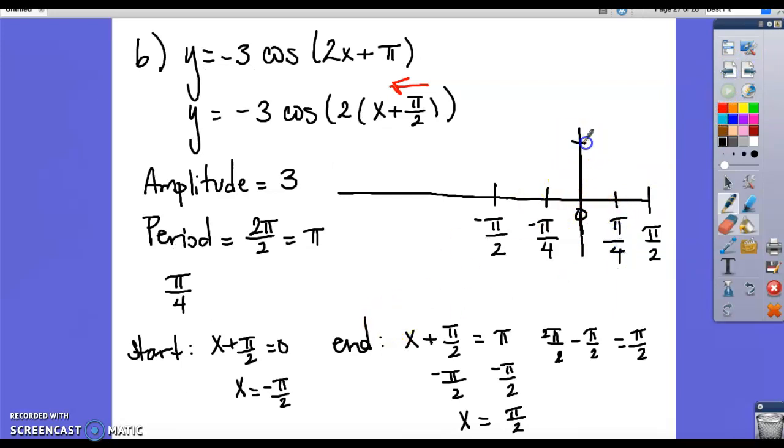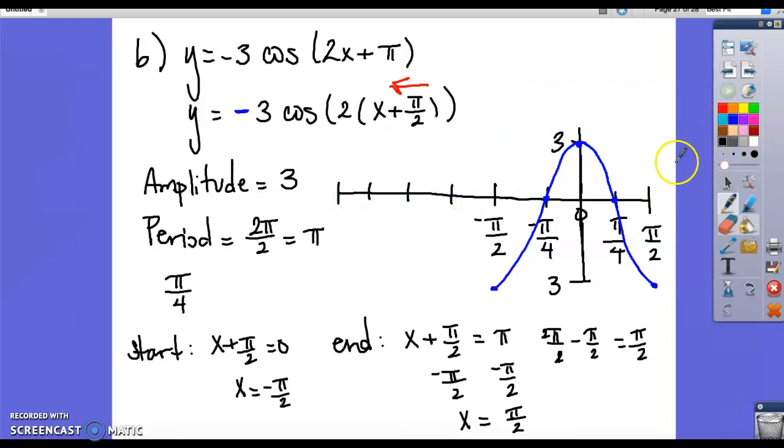Okay, my amplitude is 3. I don't have a vertical translation, so I'm 3 units above and 3 units below. When I'm graphing cosine, I start at the max, but I have this negative sign. So I start at the min, midline, max, midline, min. Okay, so there is one period.